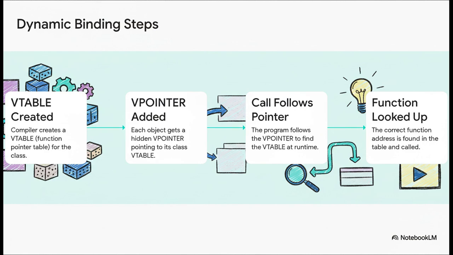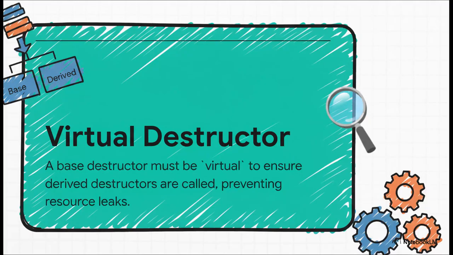Think of it like this. Every object gets a secret little pointer, the v-pointer. That pointer points to an address book for its class, the v-table. The v-table is just a list of where all the correct functions live. So when you make a virtual call, the code just follows the pointer, looks up the right address in the book, and makes the call. Simple as that.